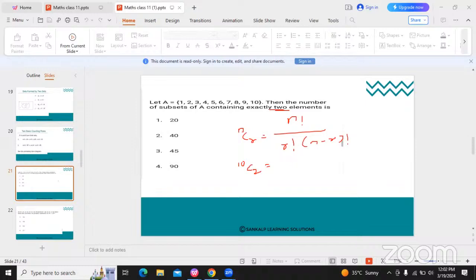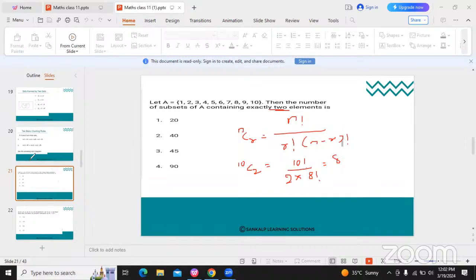Yes, one of the students has given the answer. Option 2 has given 240. I think you tried well, but it is the wrong answer. It is 10 factorial, and r factorial, in the sense 2 factorial, is 2 into 1, into n minus r. n minus r means what? 10 minus 2 is 8, 8 factorial. So 10 factorial in the sense 10 into 9.